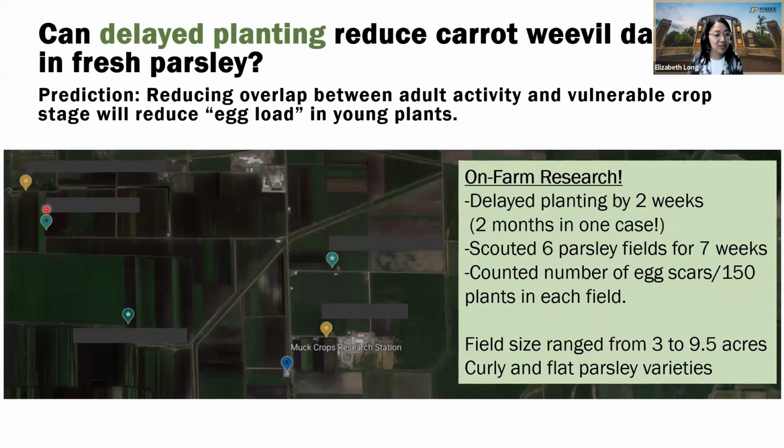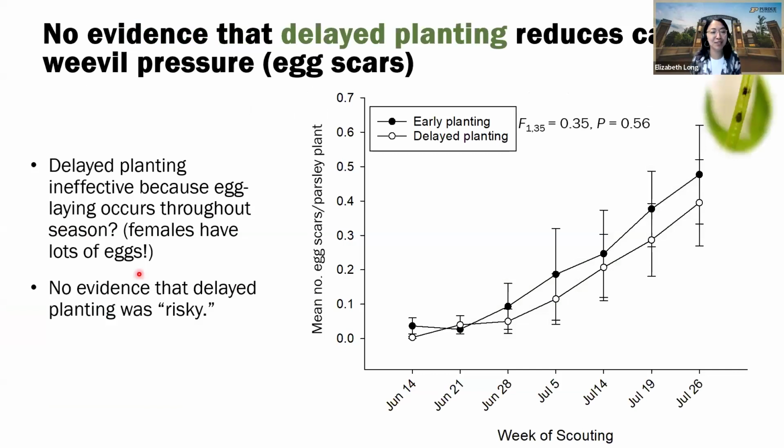So you can see here, some of these fields, this is all beautiful muck soil, lots and lots of vegetables being grown on the landscape here. But here you can see some of the locations of the fields and just their general proximity to each other on the landscape. Okay, so in the interest of time, I'm going to jump straight into the results.